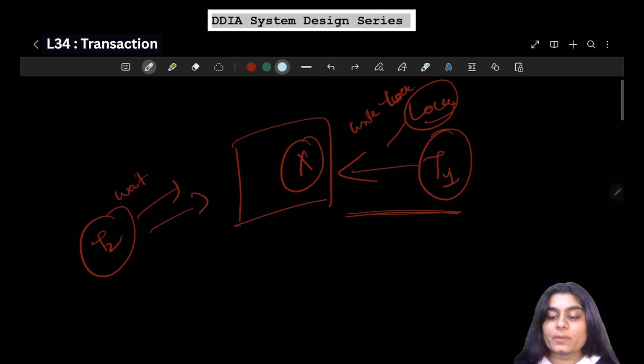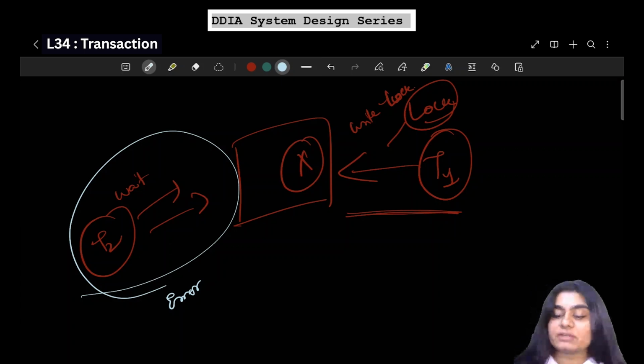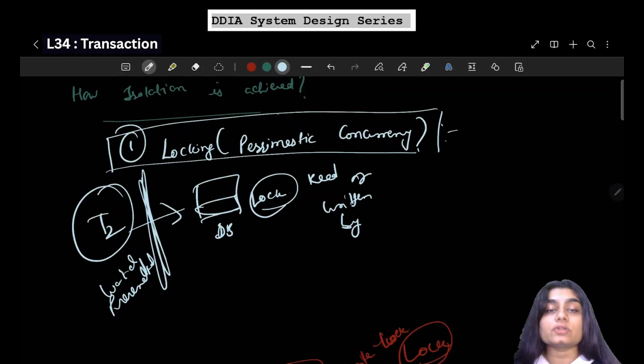Or else T2 might get an error if the system uses lock timeouts or deadlock detection. This ensures sequential access to critical sections of data, which will prevent races. This is about locking, that is pessimistic concurrency.